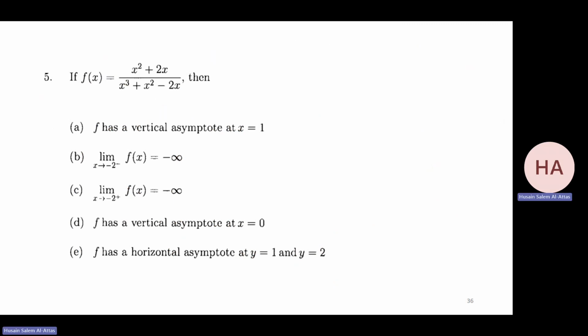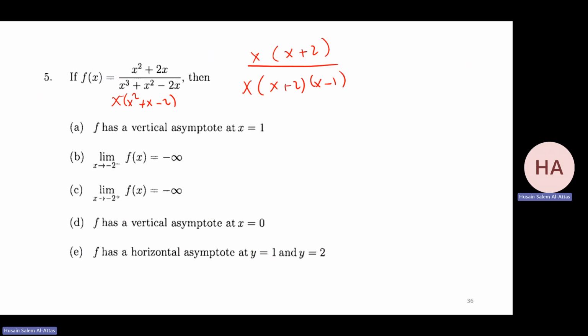And this one, if we simplify this, actually this is about vertical asymptote, this is okay. x plus 2, x, here I have what? x squared plus x minus 2, which is x plus 2 times x minus 1.